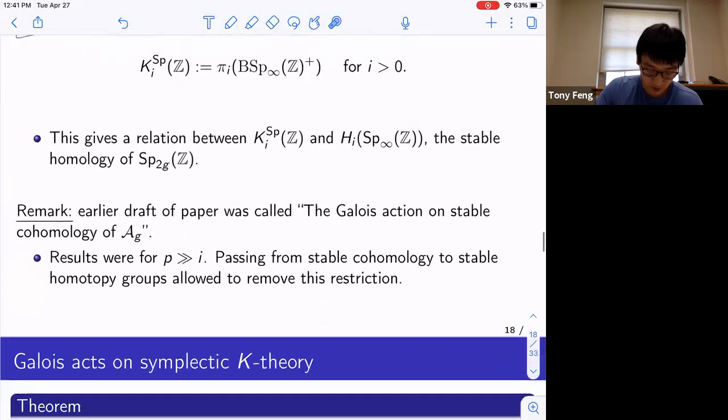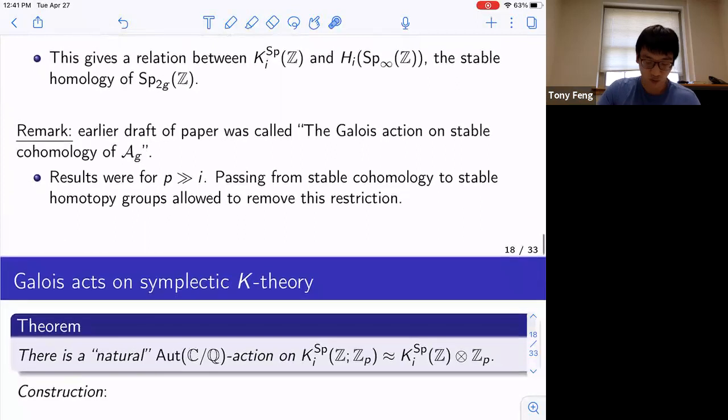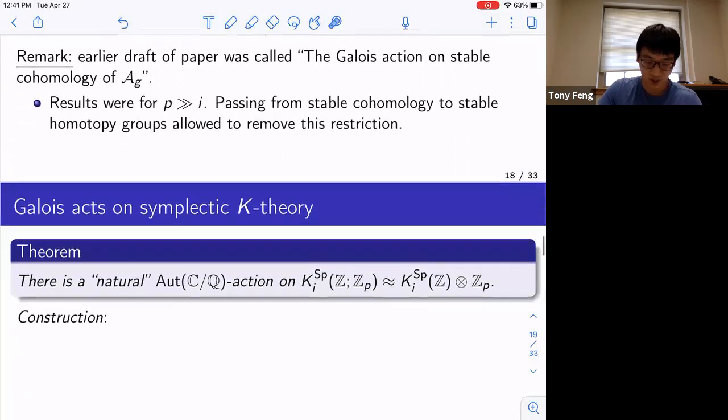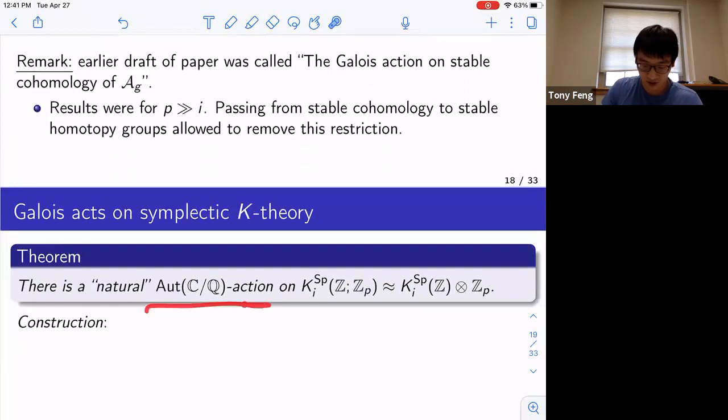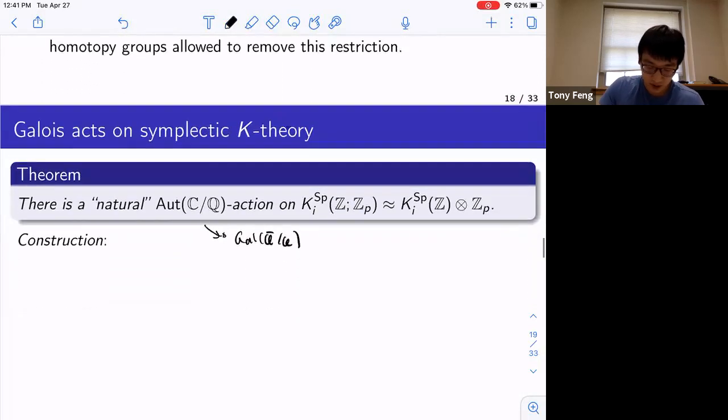Okay, so one of the main, maybe the main, reasons we consider the symplectic variant is that it comes with a natural Galois action. I'll state this as a theorem: there's a natural action of the automorphisms of C on these p-completed symplectic K-theory groups. And probably I should have stated that it factors through the quotient to the absolute Galois group of Q.